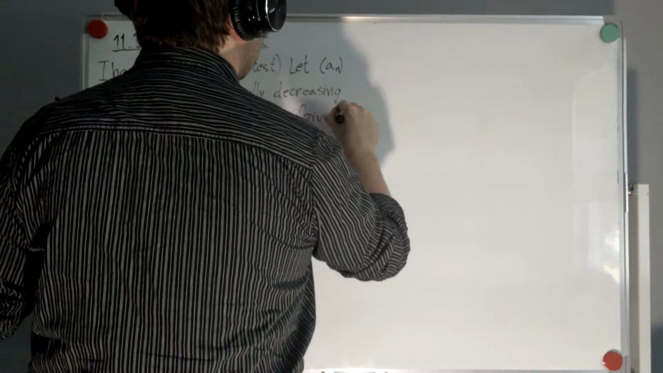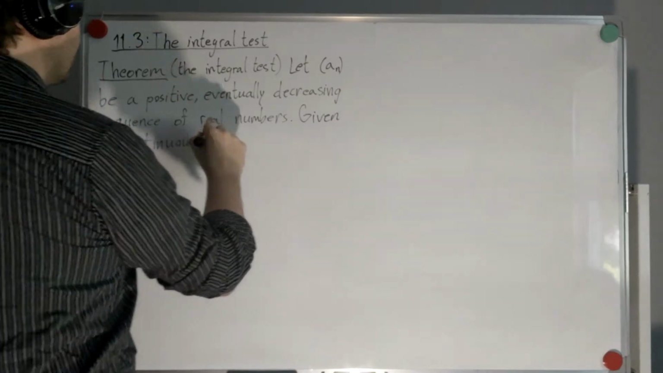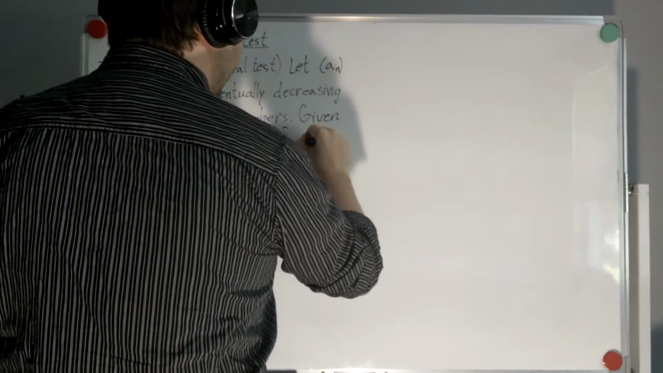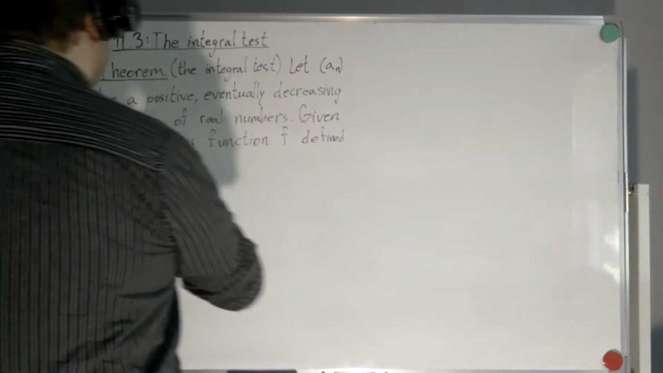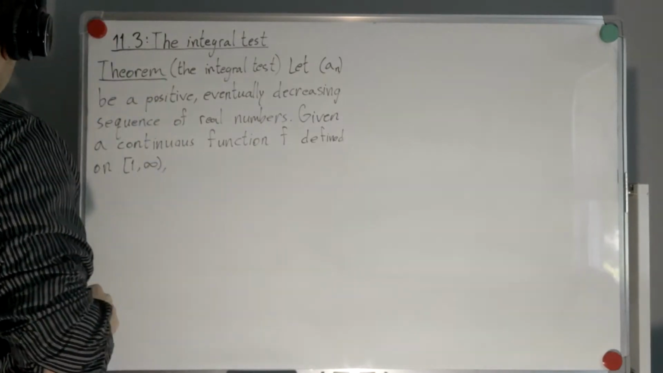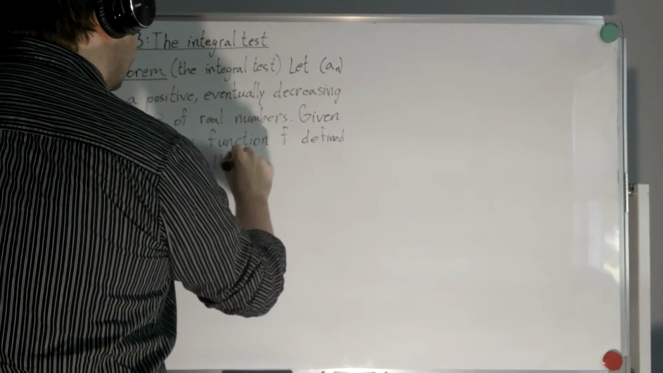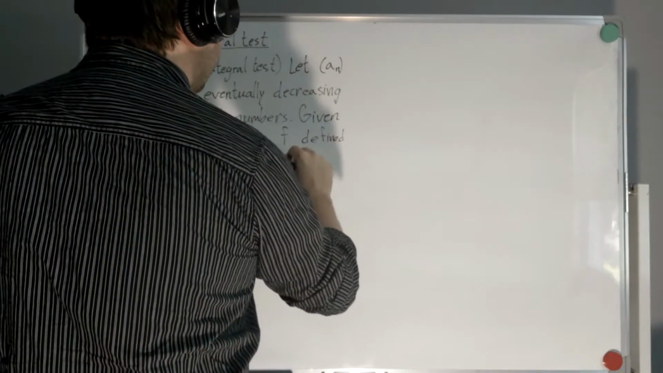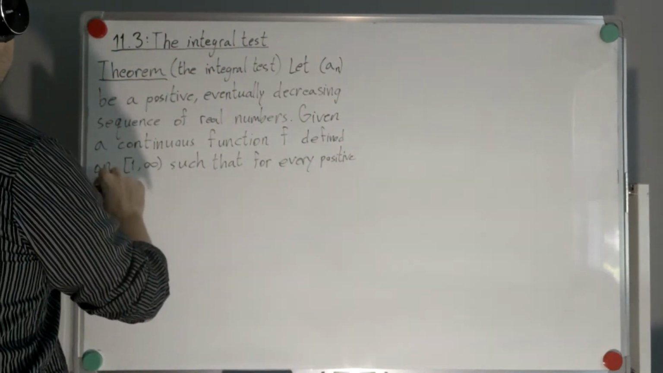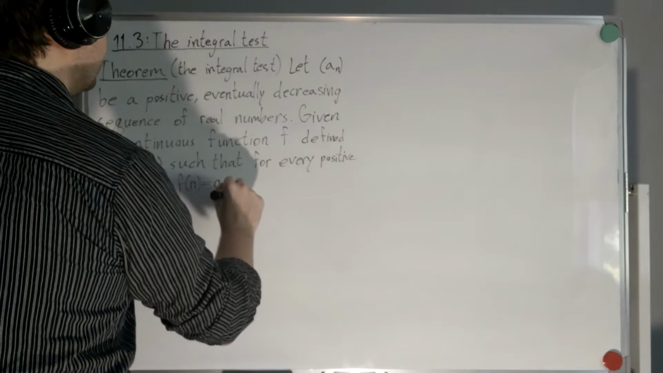Given a continuous function, let's call this f, defined on the closed interval from 1 to infinity, such that for every positive integer n, f of n is just the nth term of the sequence.